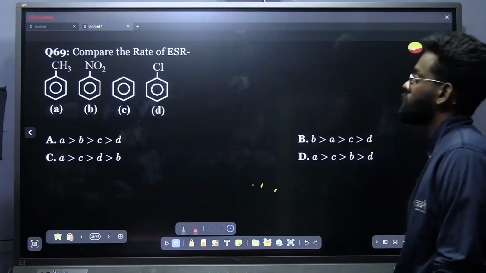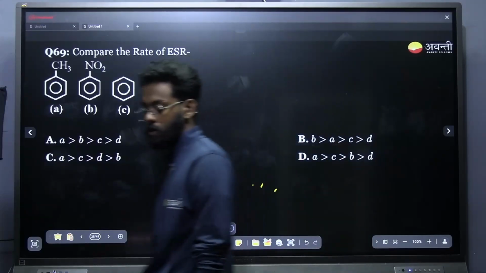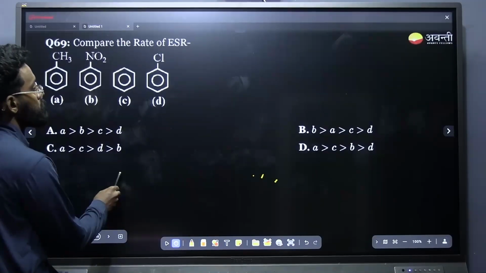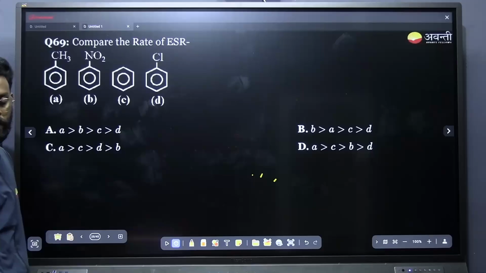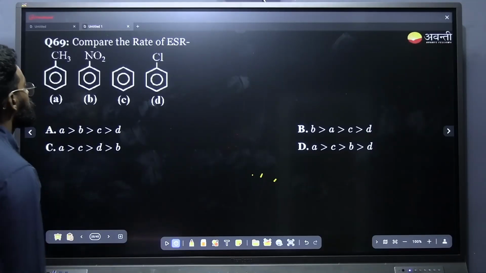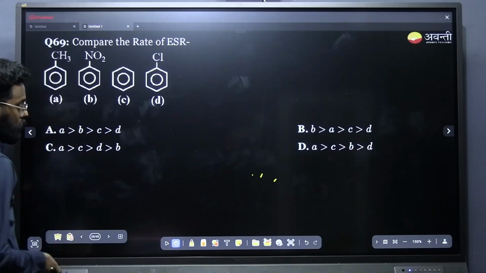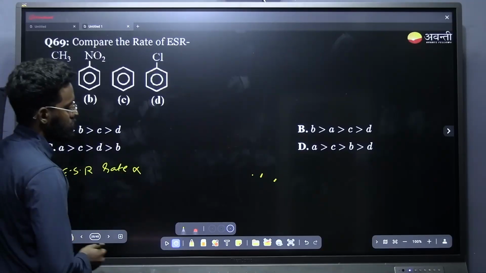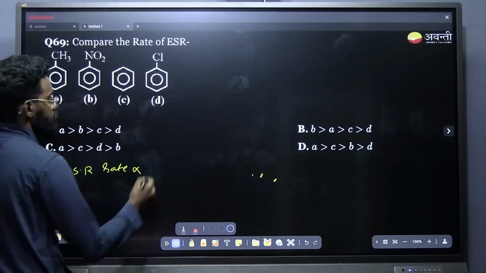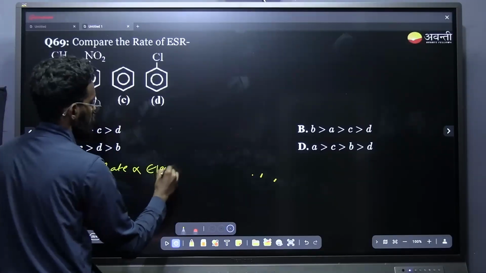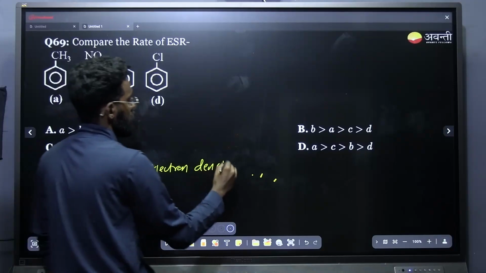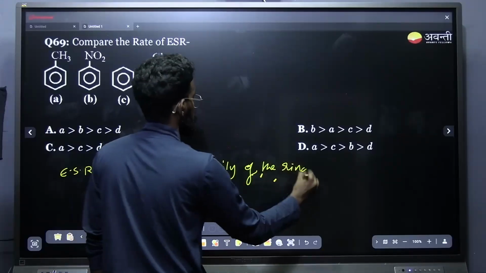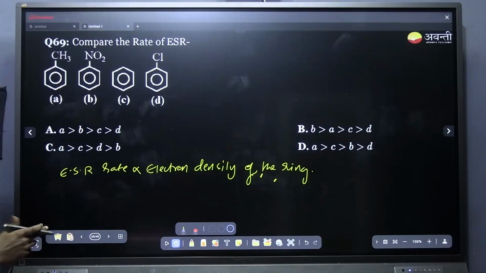Compare the rate of electrophilic substitution reaction. What is the rate of it? This one I have discussed in the last chapter. Rate of electrophilic substitution reaction. Aldehyde, ketones and carboxylic acid. What is the order? The electrophilic substitution reaction rate is directly proportional to what? Rate is directly proportional to the electron density of the ring.